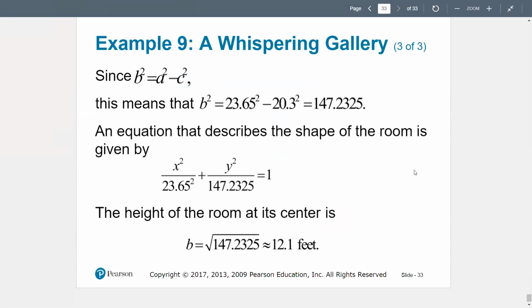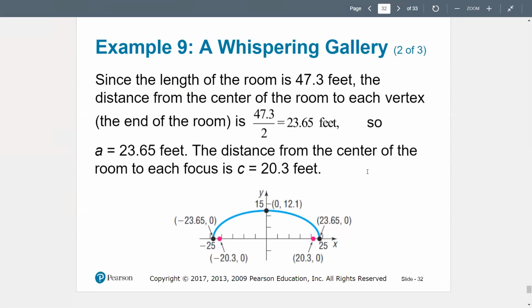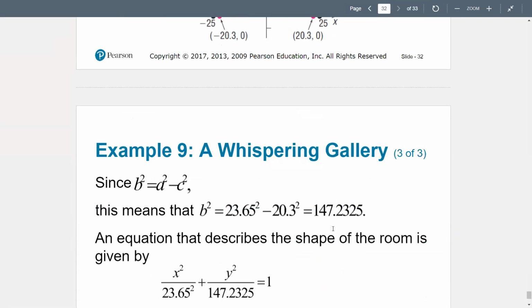Okay. What does that tell you about the height from the center? Can you get that already? What's the height from the center? 12.1. 12.1 feet. Okay.